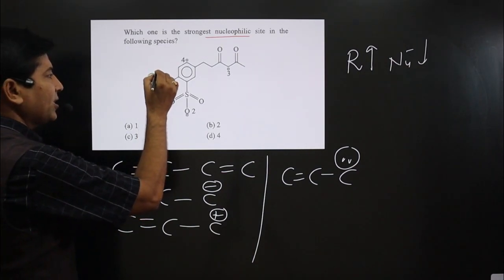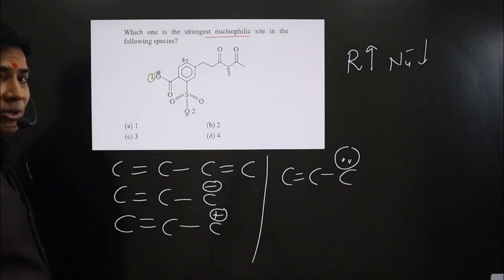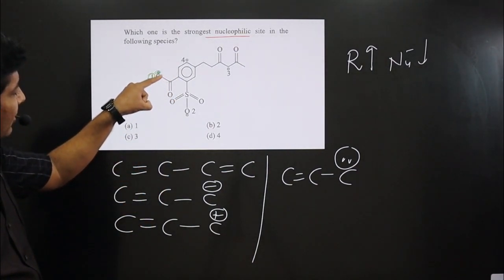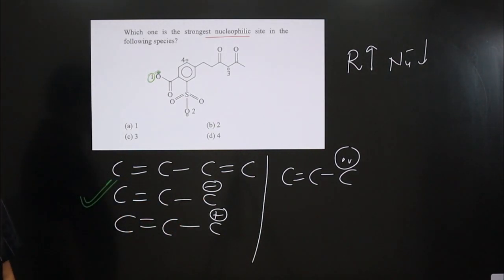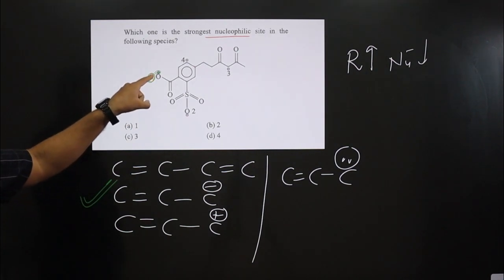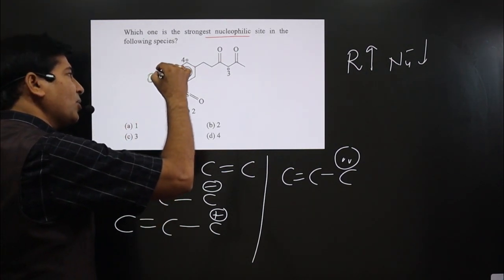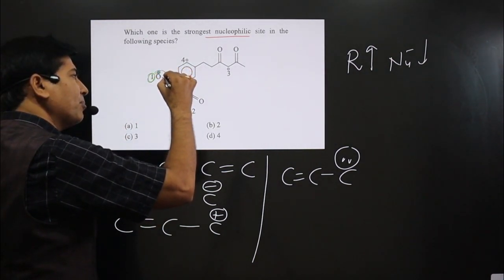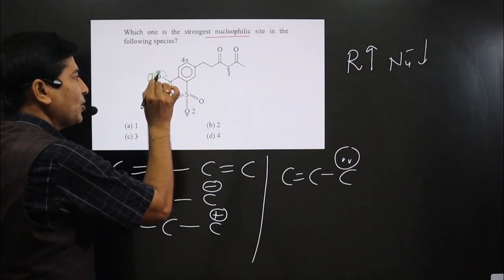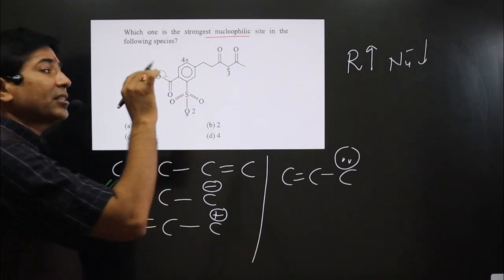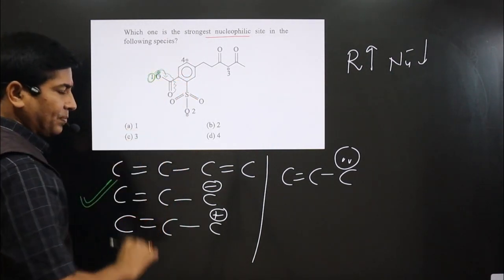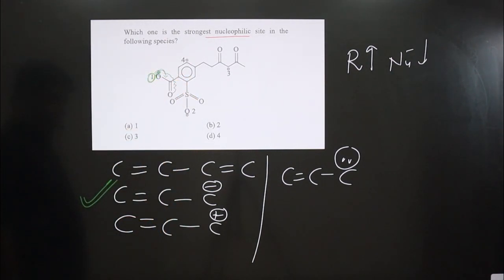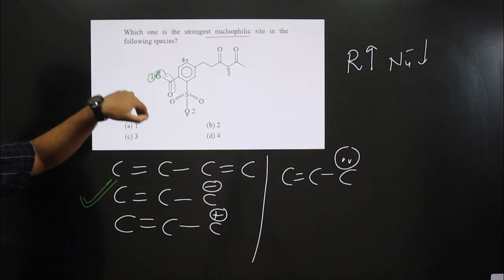This is the site which has electron density, and now it is a part of a conjugated system. Double, single, negative charge. Hence, this electron density as a part of resonance will come down. As a result, the electron density over this oxygen atom will start decreasing because it will diffuse like this due to the resonance. This means the electron density is decreasing.